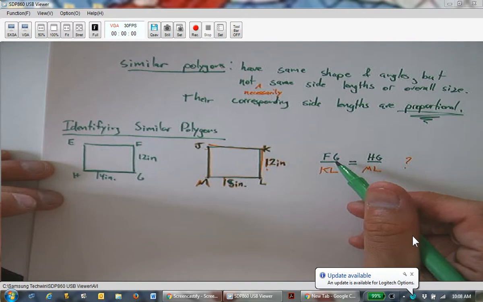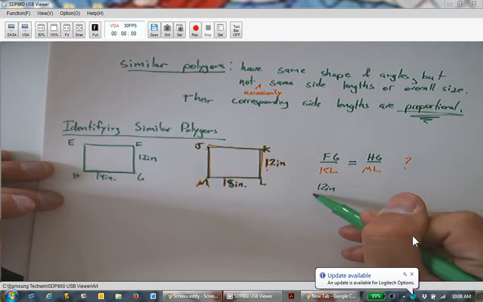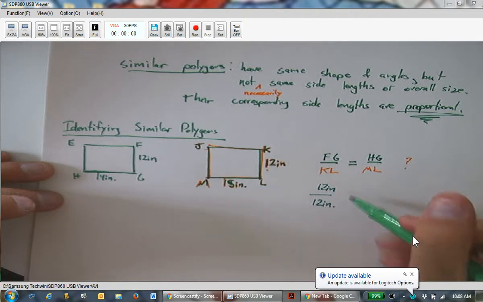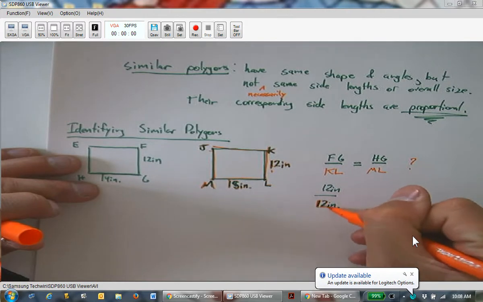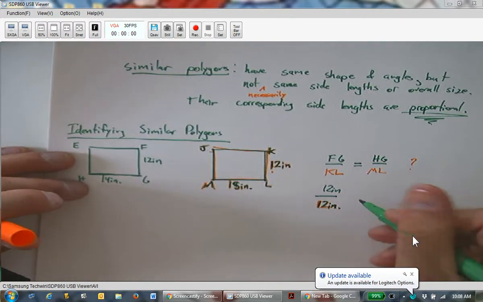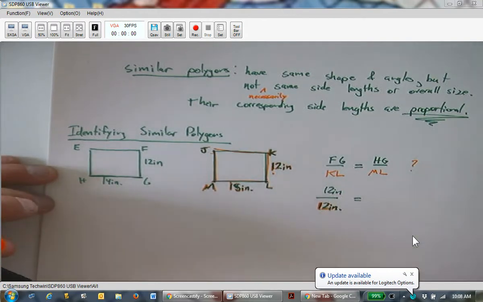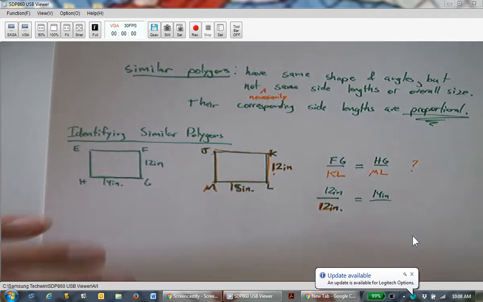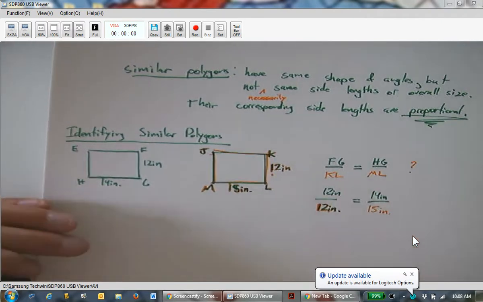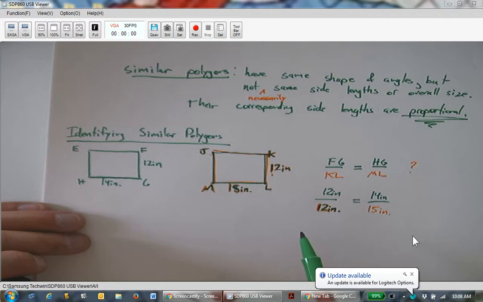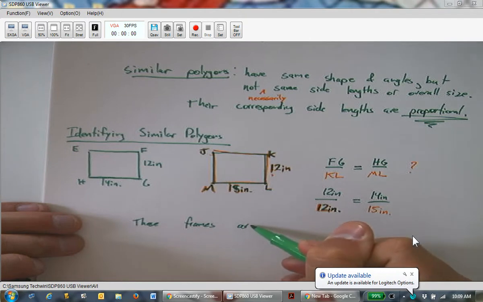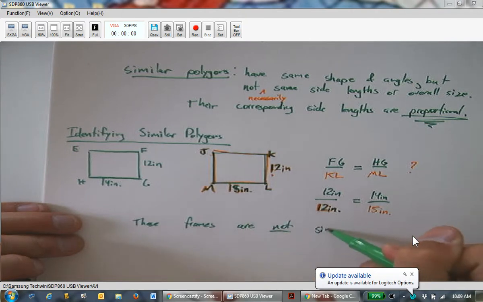So we simply say that FG is 12 inches and KL is 12 inches. Is this in fact equal to the ratio between HG and ML? That is 14 inches on this one, and ML is 15. I think you can already see that they're not. So are these two picture frames similar? Yes or no? These frames are not similar.